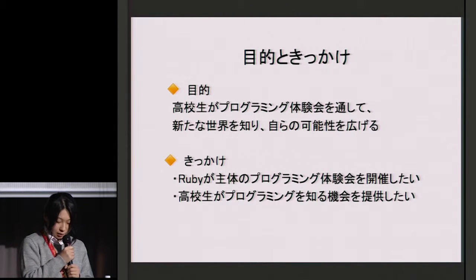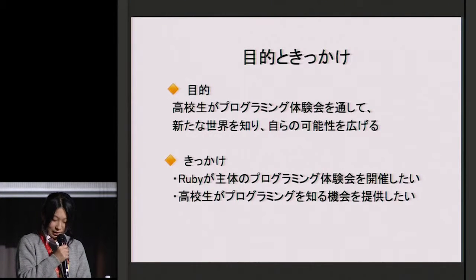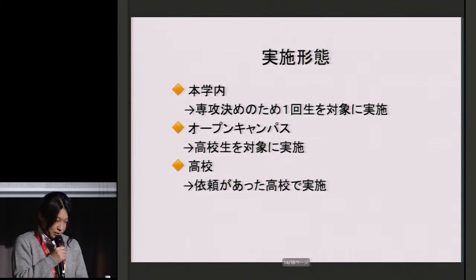And next is the objective of Ruby Girls: to become able to write simple programs using Ruby. And although they don't know so much about programming, in order to get rid of the negative image of programming, I hope they will become interested. At the Rails Girls Kyoto reflection meeting, we thought that we wished we had more opportunities for high school students to learn about programming. That's how we started this activity.